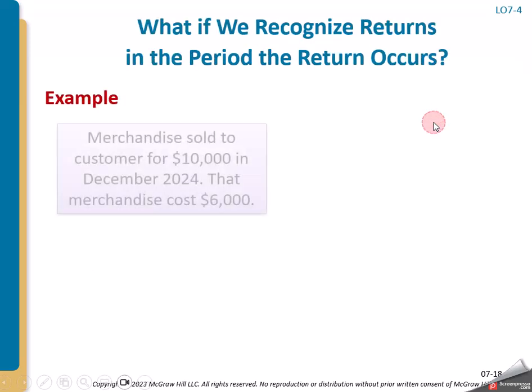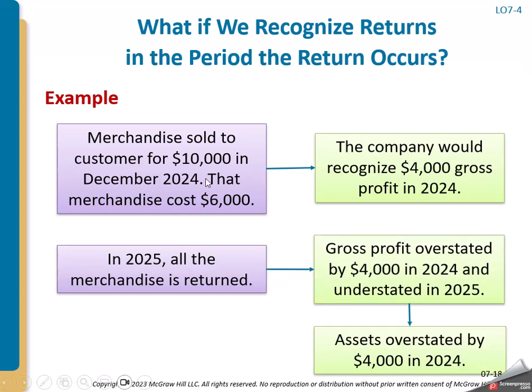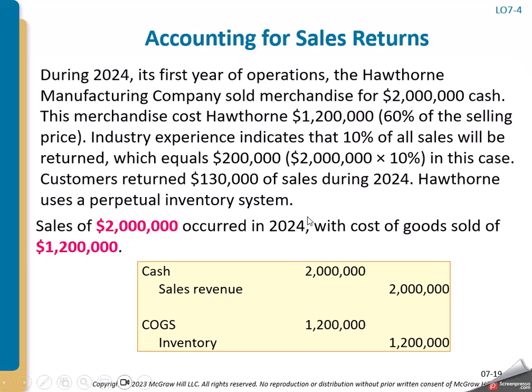So what we want to try to do eventually, so this is saying that if we sold it in 2024, we're going to have that whole profit. But then if some of that merchandise gets returned in 2025, our profit in 2024 is overstated, and then our 2025 is understated. So what we want to try to do is account for it and set up an allowance for those returns.